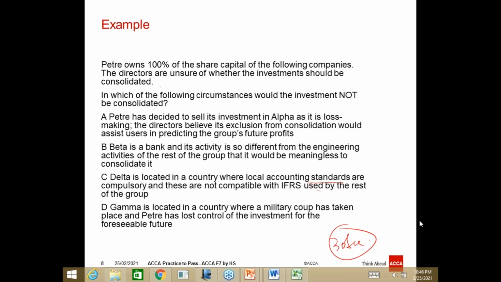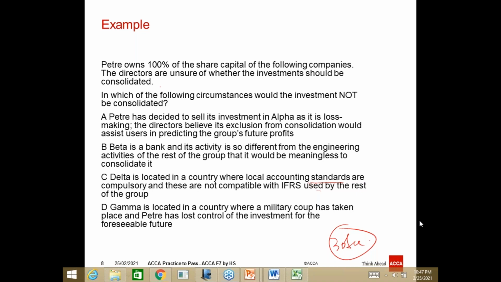If it was 8 out of 10, then it will be. If you have got the right to appoint or remove the majority of the directors, so even if it is 6 out of 10, then it will be a subsidiary. 5 out of 10 associate, 4 out of 10 associate, 3 out of 10 associate. But if it is more than 6 out of 10, then it will be subsidiary.